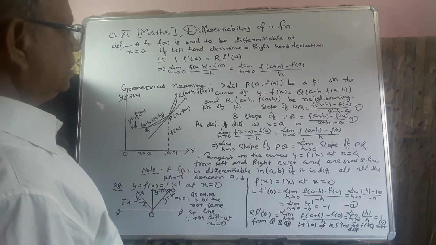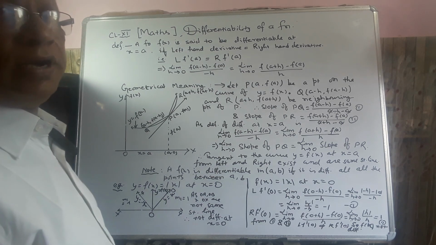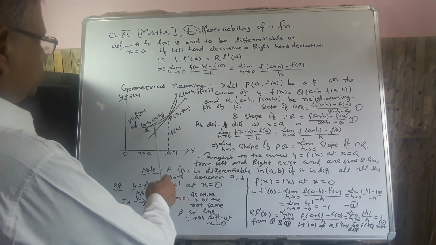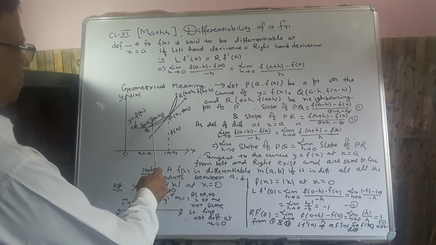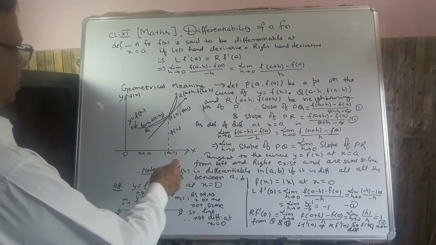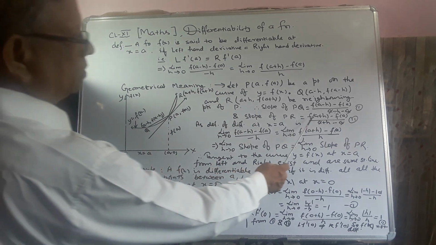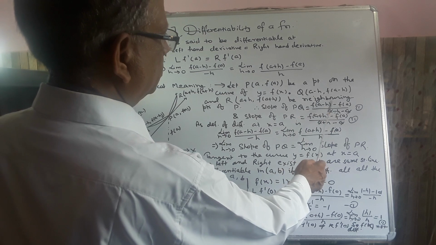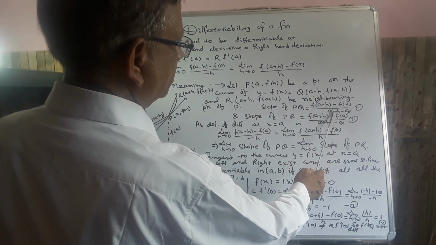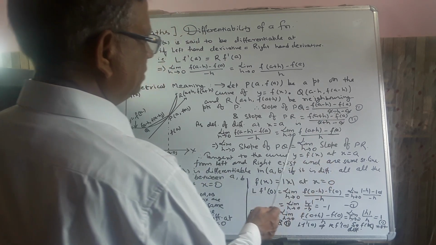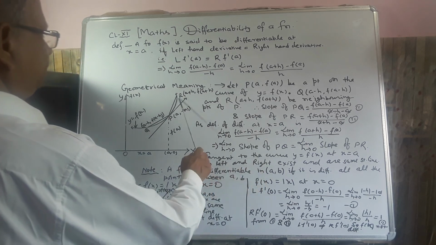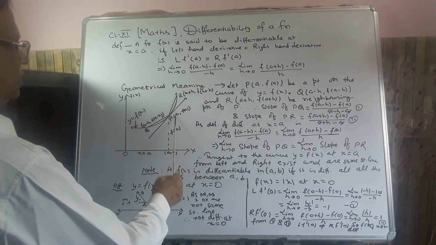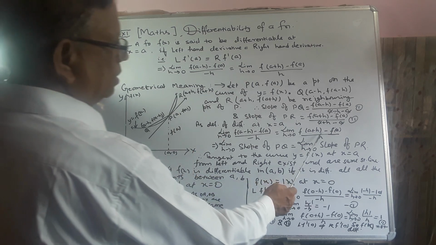Now remember, in class 11 we have studied how to find the slope of a line joining 2 points. So the slope of PQ is function of a minus h minus function of a by a minus h minus a, that is, minus h cancels. Similarly, the slope of PR is function of a plus h minus function of a, y2 minus y1 by x2 minus x1, a plus h minus a. So it is h.